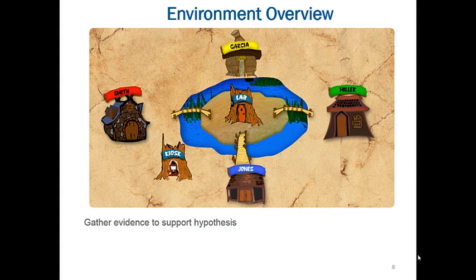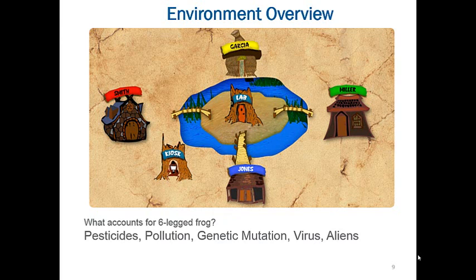This is the environment the student navigates through. They run around and they collect water and tadpoles and frogs, and they figure out what's going on. And as they go along, they're taking notes and they're retaining evidence in their backpack. At the end, they make a claim. They have to say it's going to be pesticides, pollution, genetic mutation, virus, or aliens. They have to make a choice based on the evidence that they've gotten so far.